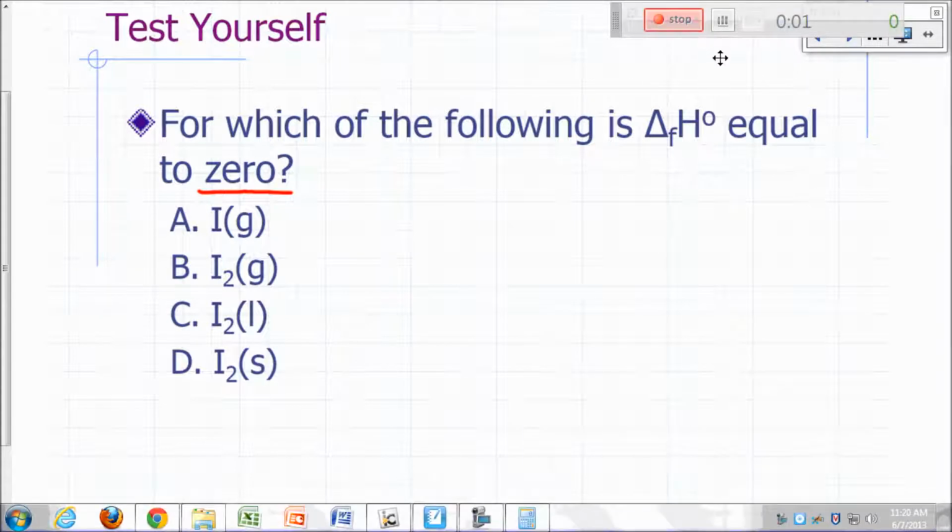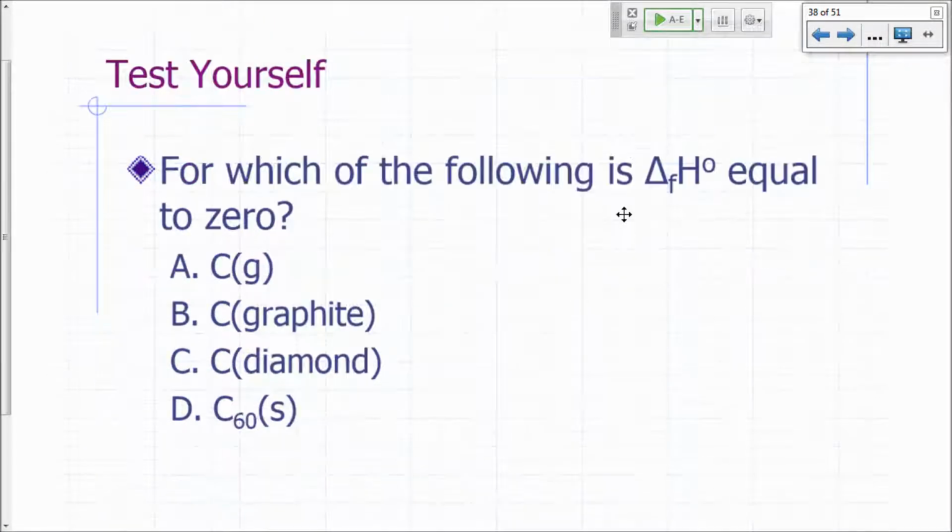So what was the answer to that one? Okay, D, iodine solid. What about this? What's the delta H formation? For which of the following is the delta H formation equal to 0? Carbon gas, carbon graphite, carbon diamond, or C60?